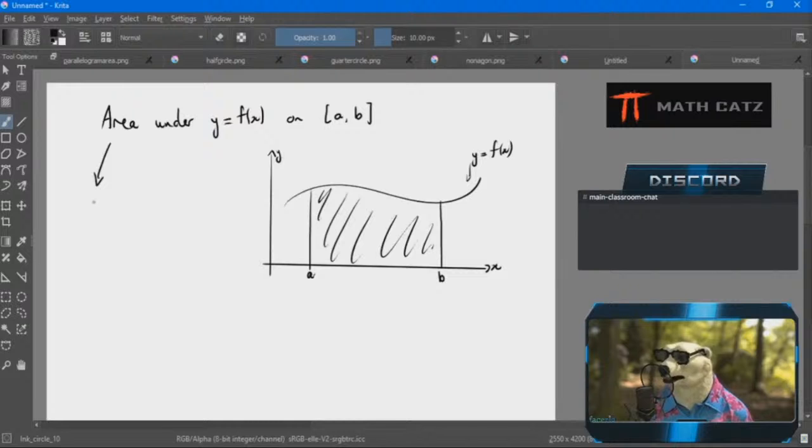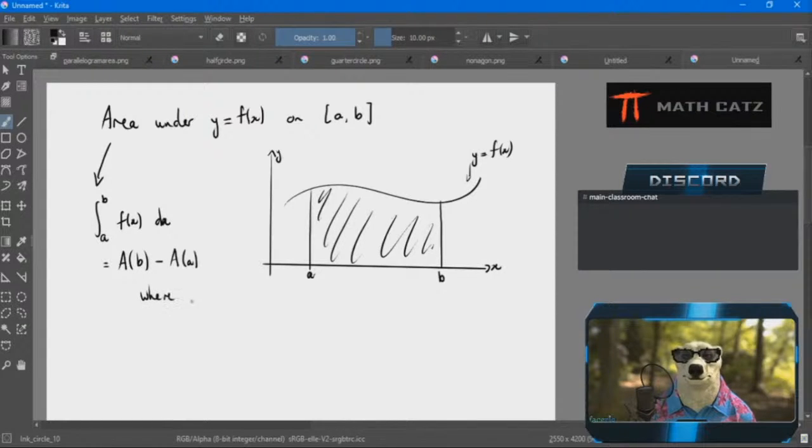This is represented by the definite integral from a to b of the function, and x is my variable. For this, I need an antiderivative. I plug in b, I plug in a, and subtract, where this F of x is any antiderivative of my given function. So we did a couple of examples.